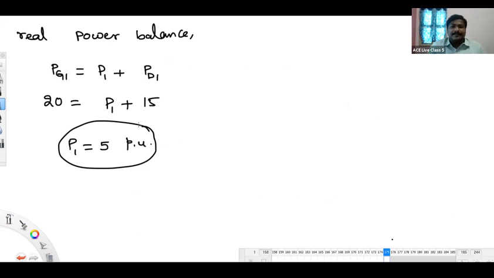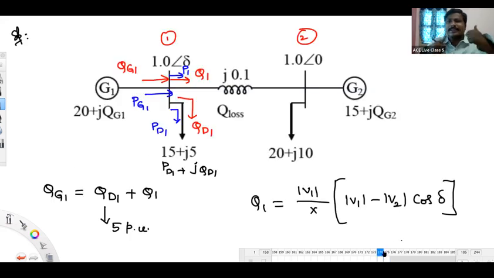Actually, in the examination, we should not write all these steps. Just by looking at this itself: it is injecting 20 per unit, and of that 15 per unit is drawn by the load. The remaining 5 per unit will go into the line.